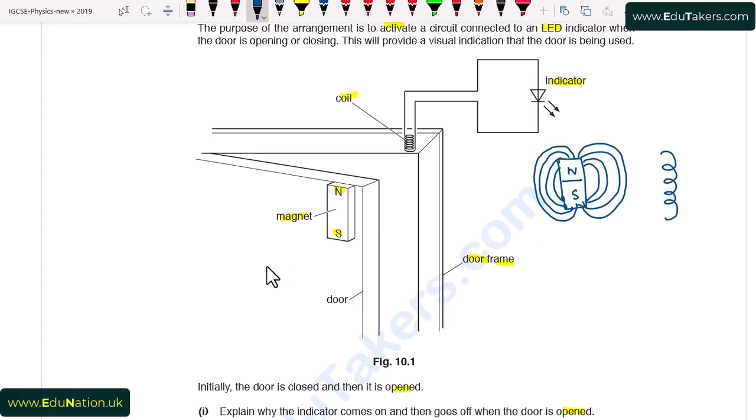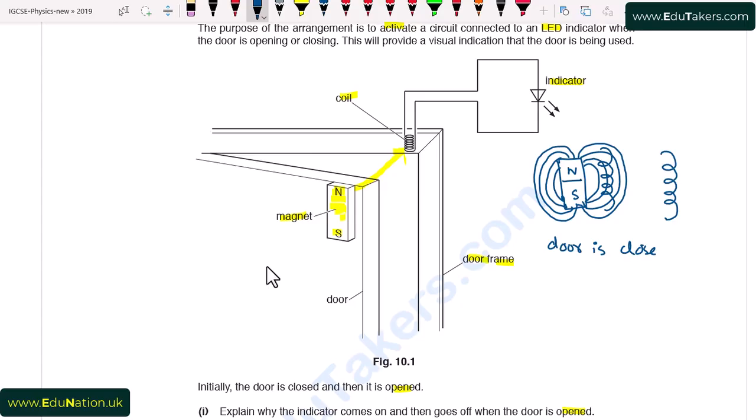So first of all, I consider that when the door is closed. In figure 10.1 we can see that when the door is closed, then this magnet goes very close to the coil. So the magnetic lines of force of this magnet will also pass through the coil, and when the door is closed, the coil will be at this position. The maximum number of lines of magnetic field pass through the coil, so there will be maximum flux.